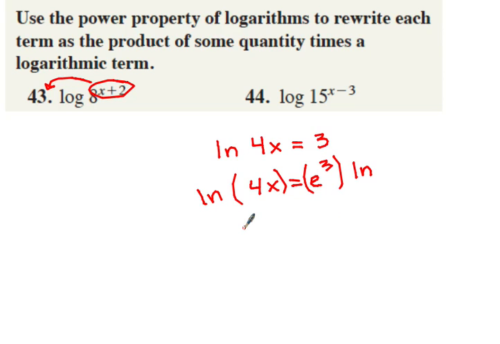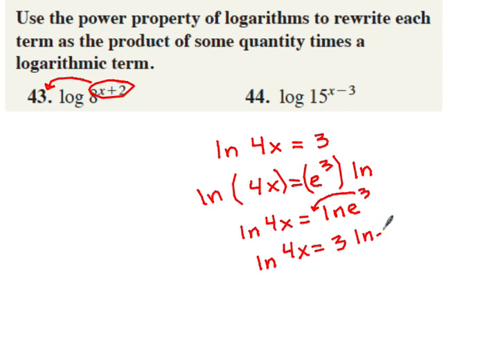Okay. So this turns into the natural log of 4x. And this becomes the natural log of e cubed. Then we can apply this rule to it, basically. It allows that 3 to move out front. So you can say that natural log of 4x equals 3 times the natural log of e. Anybody remember what natural log of e is? 1. So this just disappears, and sure enough, we end up getting right back to where we were. So that's why that property works.